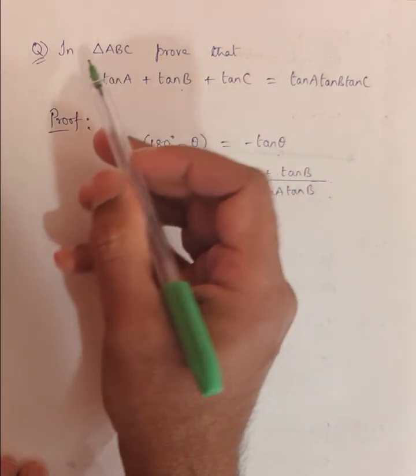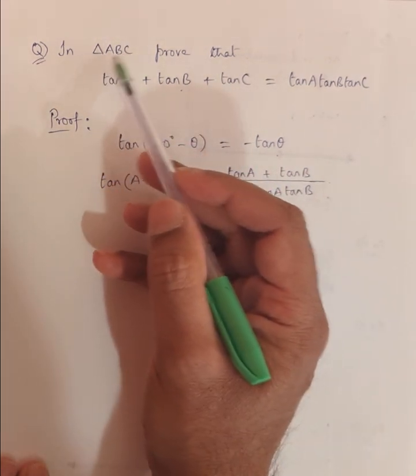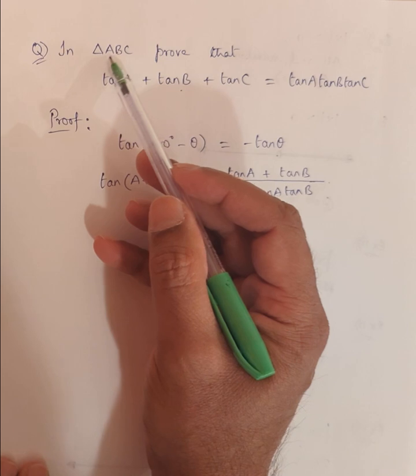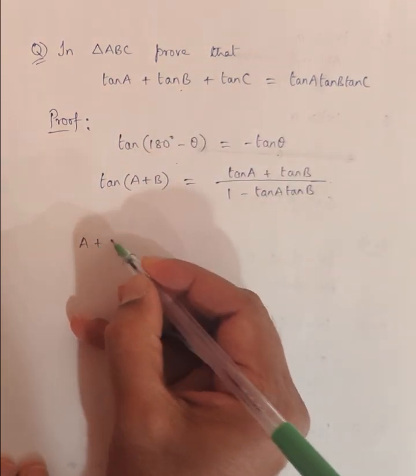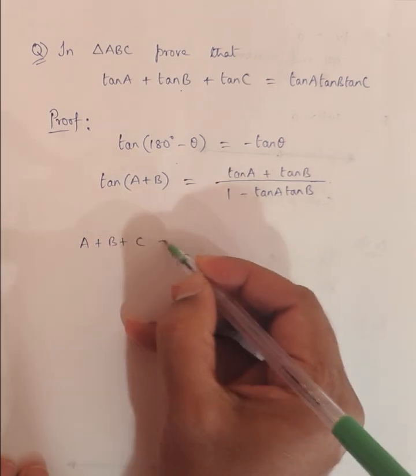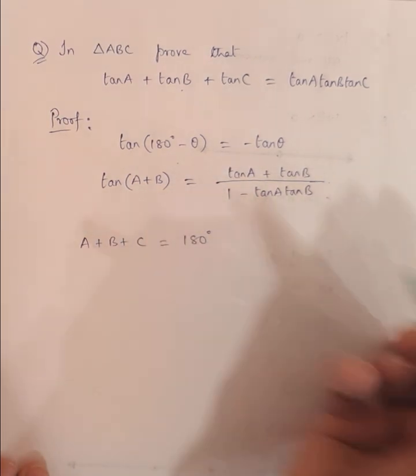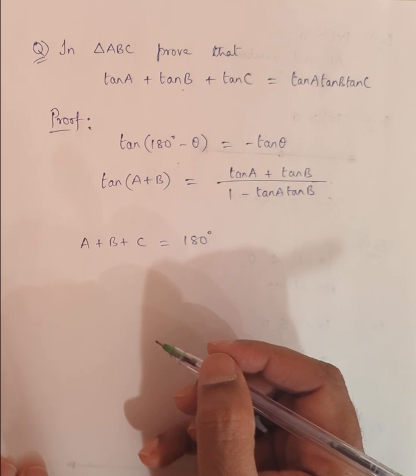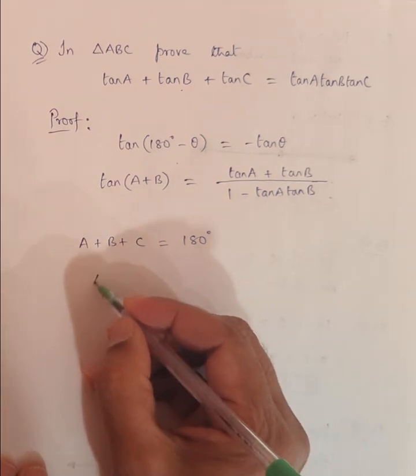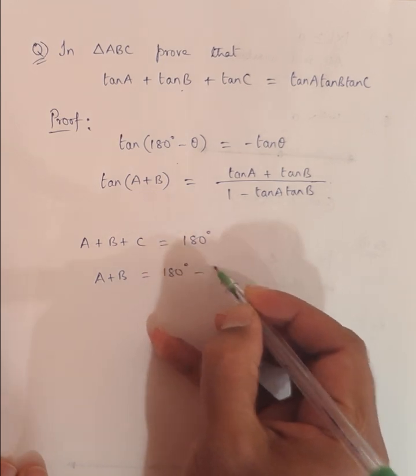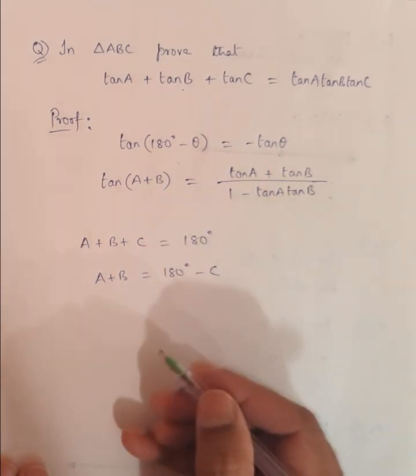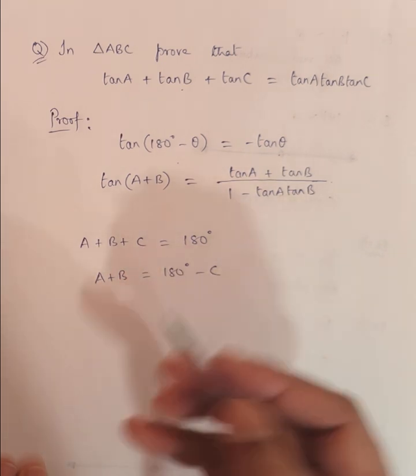All right, let's get back to the problem now. What do we know about triangle ABC? If you have a triangle ABC, then A plus B plus C is going to be 180 degrees. That's true of every triangle. So I can write A plus B as 180 degrees minus C. I can subtract C from both sides.